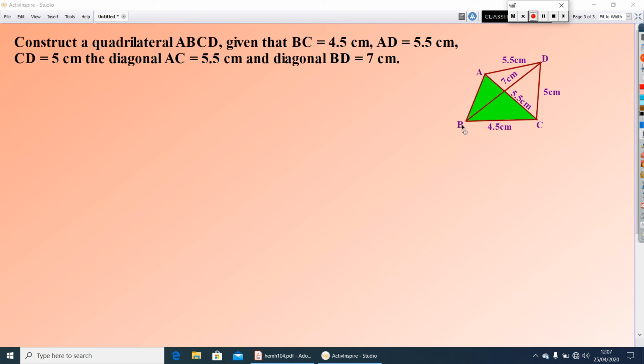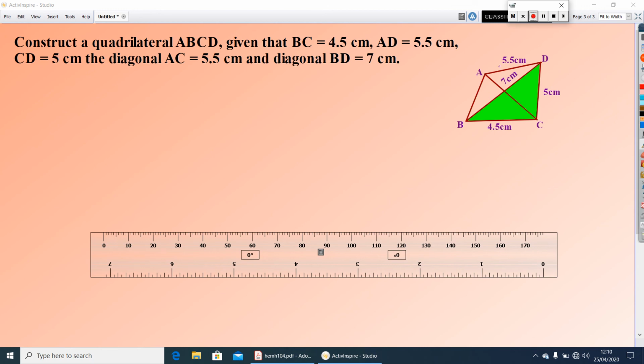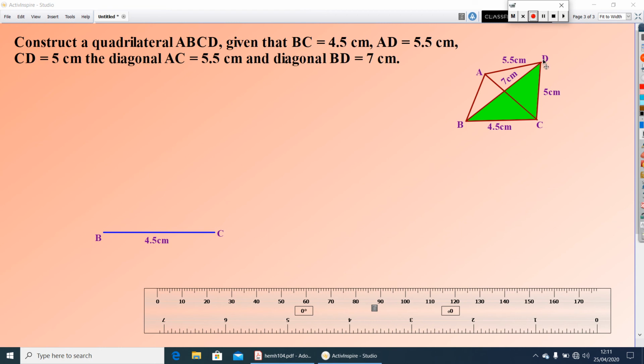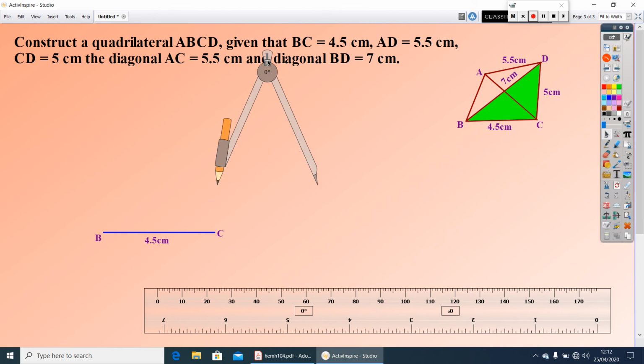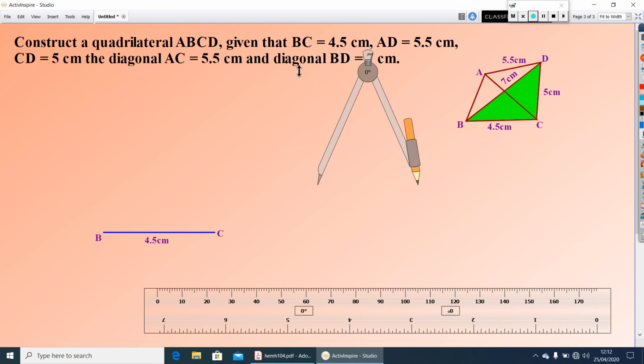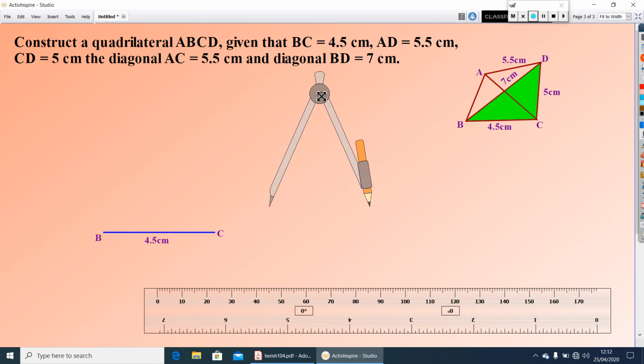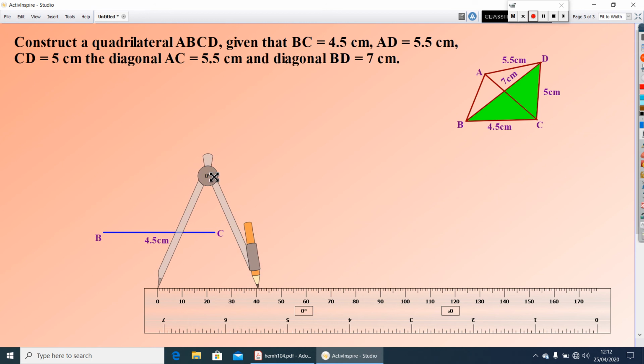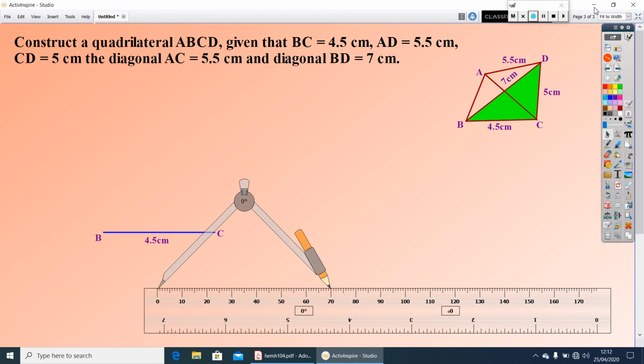So we can draw first triangle BCD. First draw BC is equal to 4.5 centimeter. Now to get D, from B you have to take 7 centimeter and from C you have to take 5 centimeter. So with the center B, radius 7 centimeter, draw an arc.